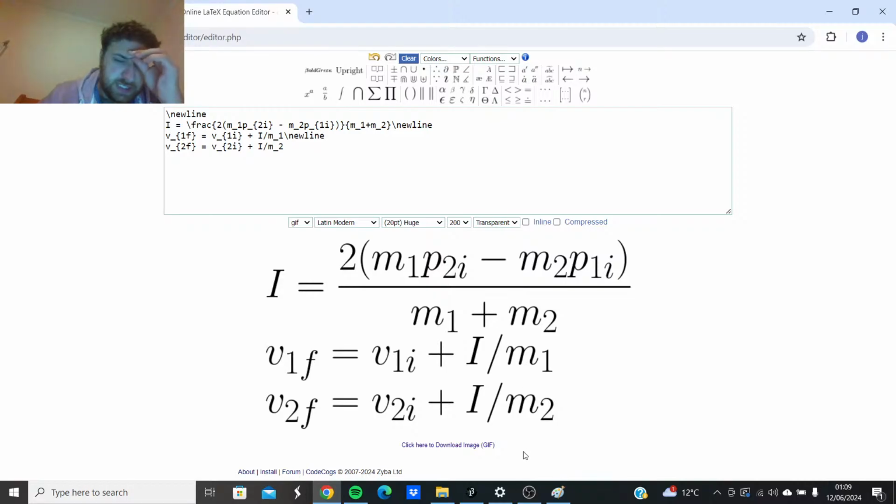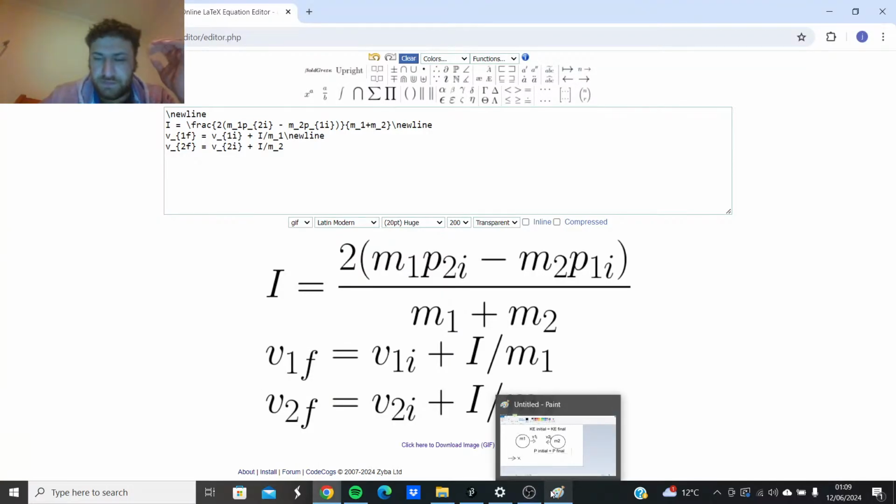We're almost done. I need to do this equation again for the multi-dimensional part.